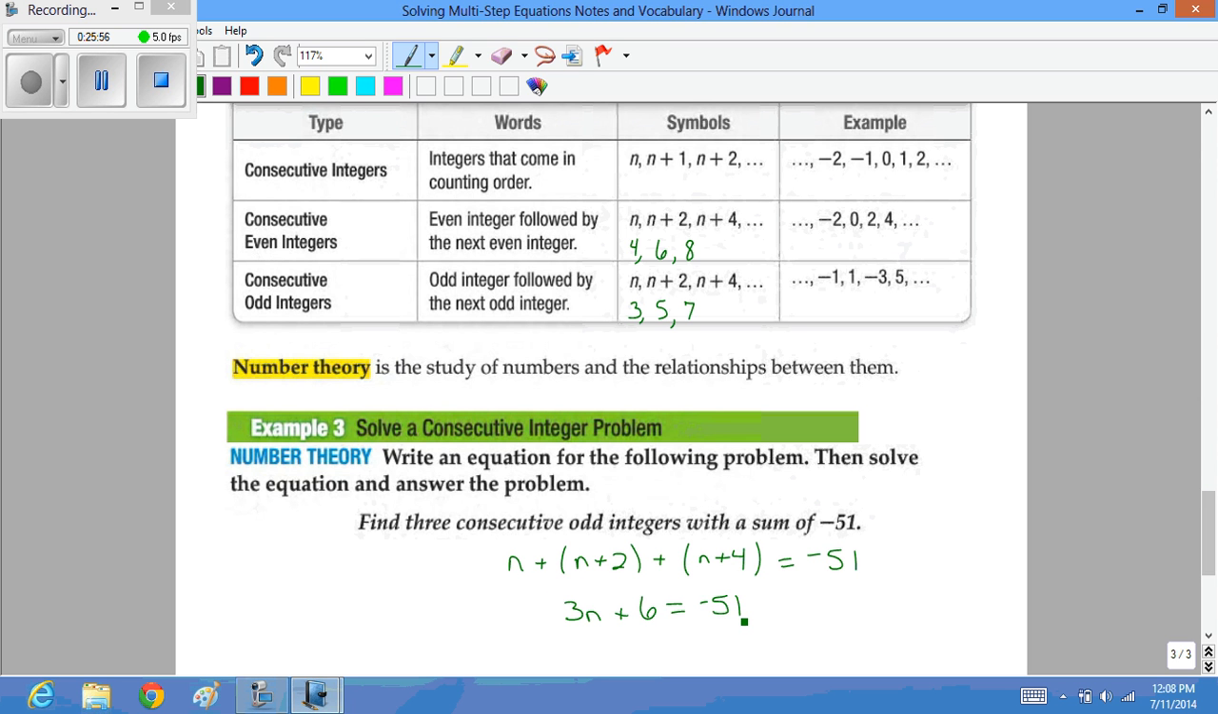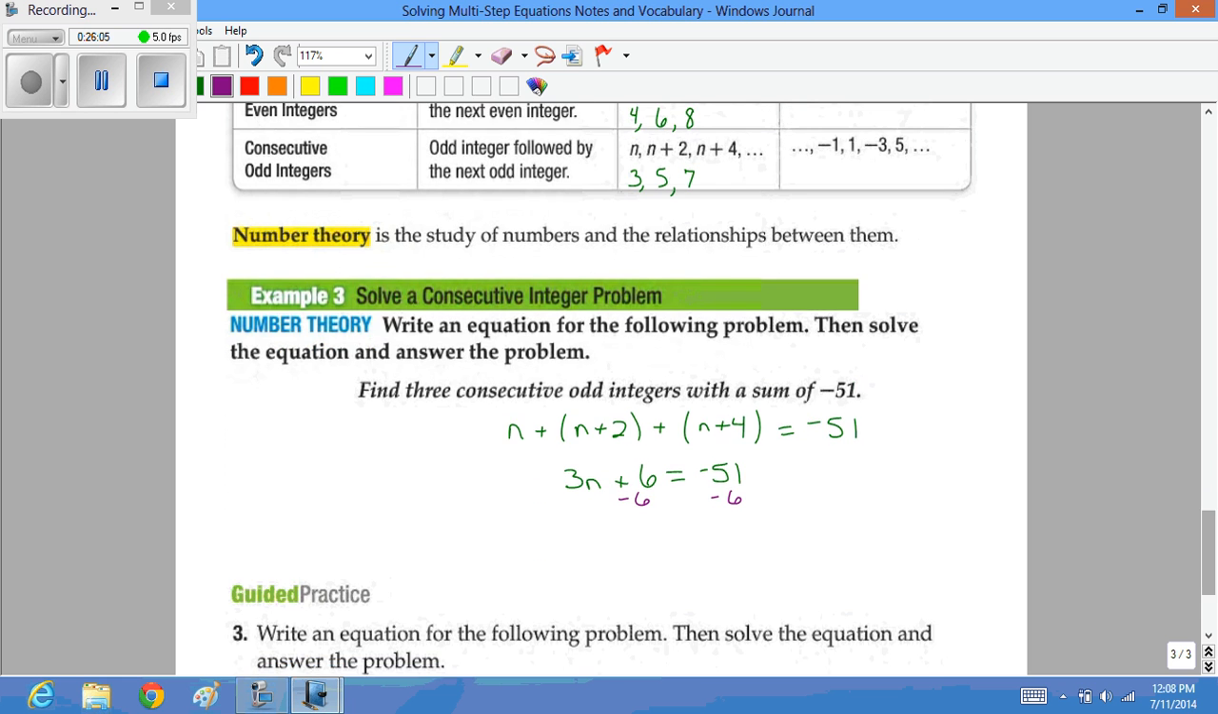And now I have a decent looking equation. I can go ahead and solve this. So I'm going to subtract 6 from both sides. I end up with 3n equals negative 57. And I'm going to divide by 3 on each side. Negative 57 divided by 3 is 21.